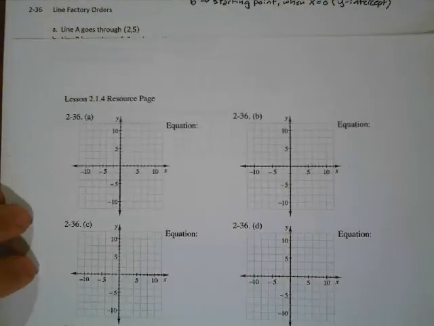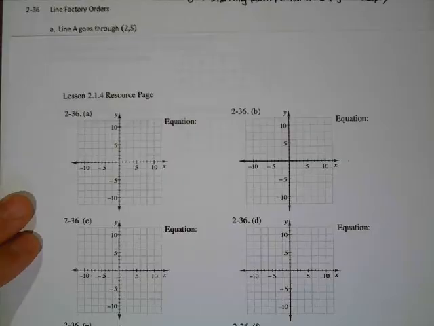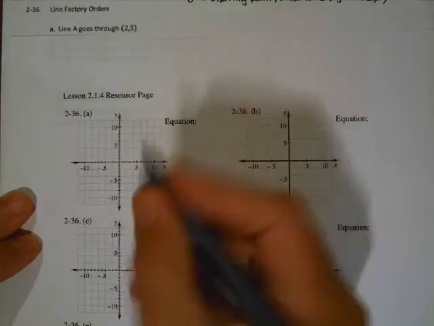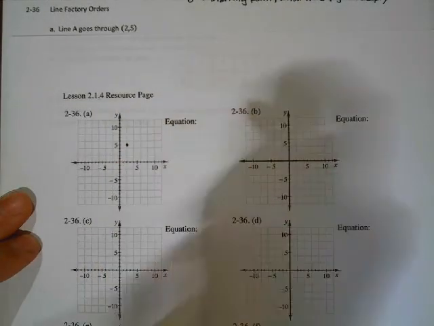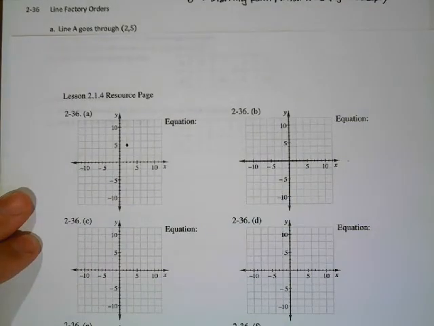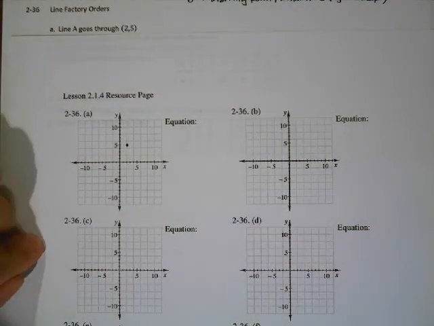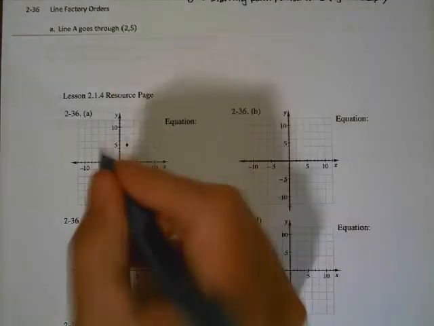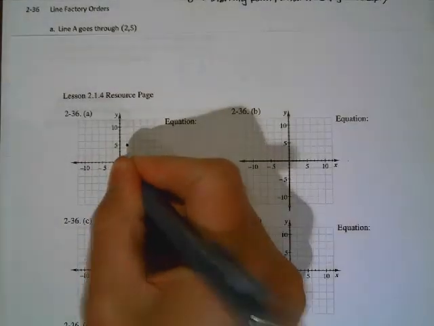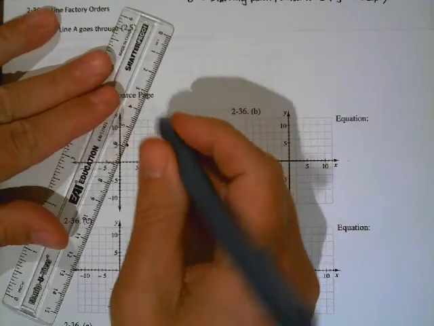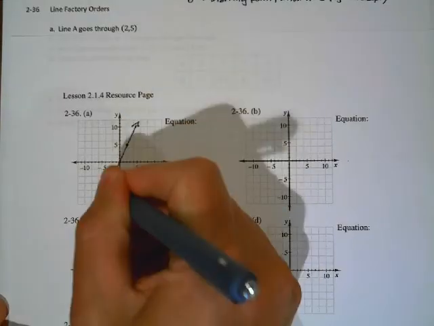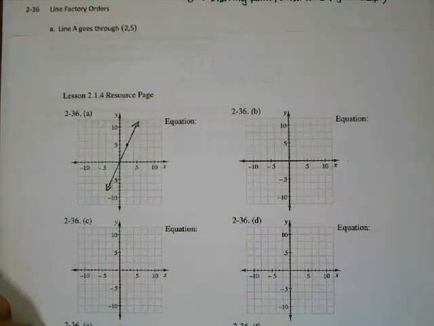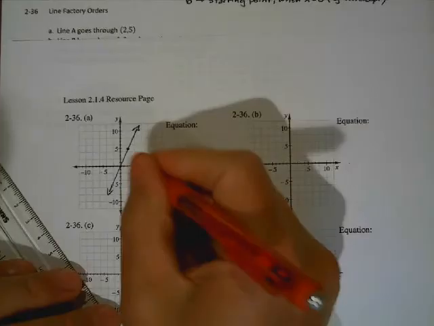So here we go, line A. We've got the customer, they come in, they ask for a line that goes through 2, 5. All right, so the line is going to go through 2, 5, right there. Well, they gave us 1 point. Is that enough to write the equation of the line? Well, maybe. I mean, I could make a line here that goes through 2, 5. So there's a line that goes through 2, 5. The only problem is I can make another line that goes through 2, 5.